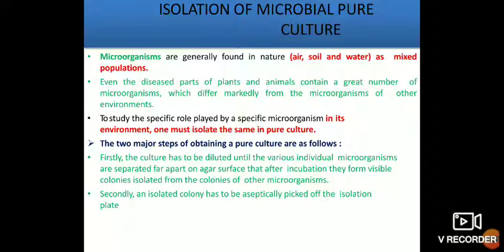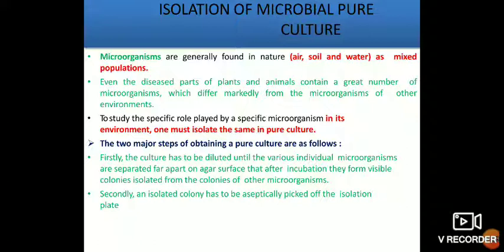First, the culture has to be diluted until the various individual microorganisms are separated far apart on the agar surface, so that after incubation they form visible colonies isolated from the colonies of other microorganisms. This means we need to culture the microorganism and reduce the crowding of the colonies with the help of serial dilution, and grow the microorganism on the plate. By visibly seeing the colonies on the plate, we can confirm the growth of microorganisms.